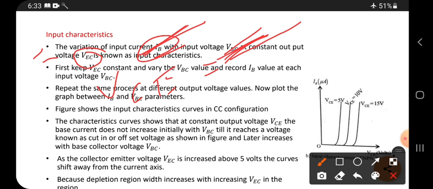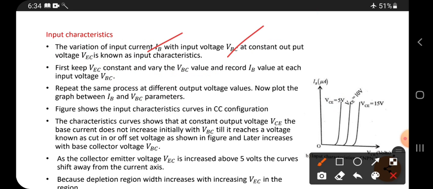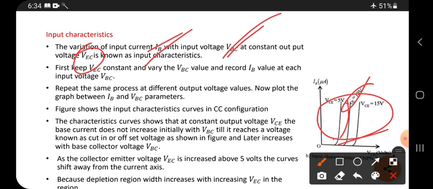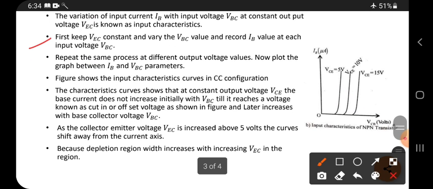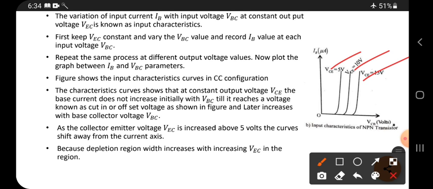At the beginning VEC is kept at 5 volts and the values of VBC and IB are taken, and later VEC is changed to 10 volts and again the values of VBC and IB are taken. Like this they have taken different values and drawn the graph. First, keep VEC constant, vary the VBC values and record IB values at each input voltage. Repeat the same process at different output voltage values. Now plot the graph between IB and VBC parameters, and we get such a graph.